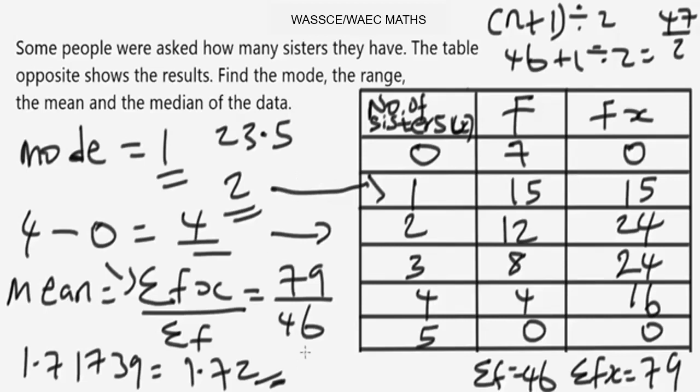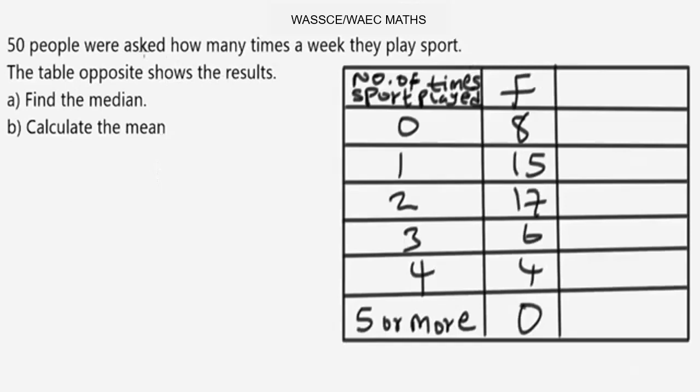Okay, so having known how to find the mode, the range, mean and median of a frequency table, let me give you guys a practice math question as a test of knowledge before I call it a class. Let's wipe this. Okay guys, now let's look at this math practice question. It says 50 people were asked how many times a week they played sports. The table opposite shows the results. We're asked to find the median and calculate the mean. So this is the table. Feel free to pause this video and see if you can figure out the answers. Okay, let's do it together.